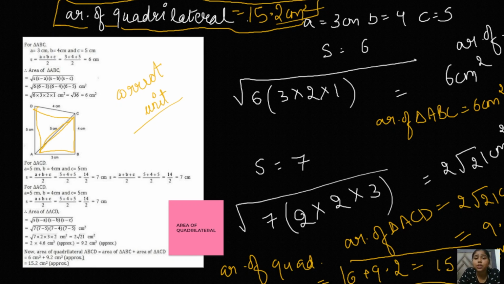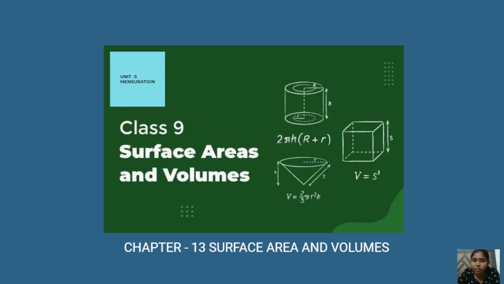Okay, so let's just start with the next chapter. Let's jump to the next chapter, chapter number 13, that is surface area and volumes, right? So basically the question arises, what is surface area and what is the volume?